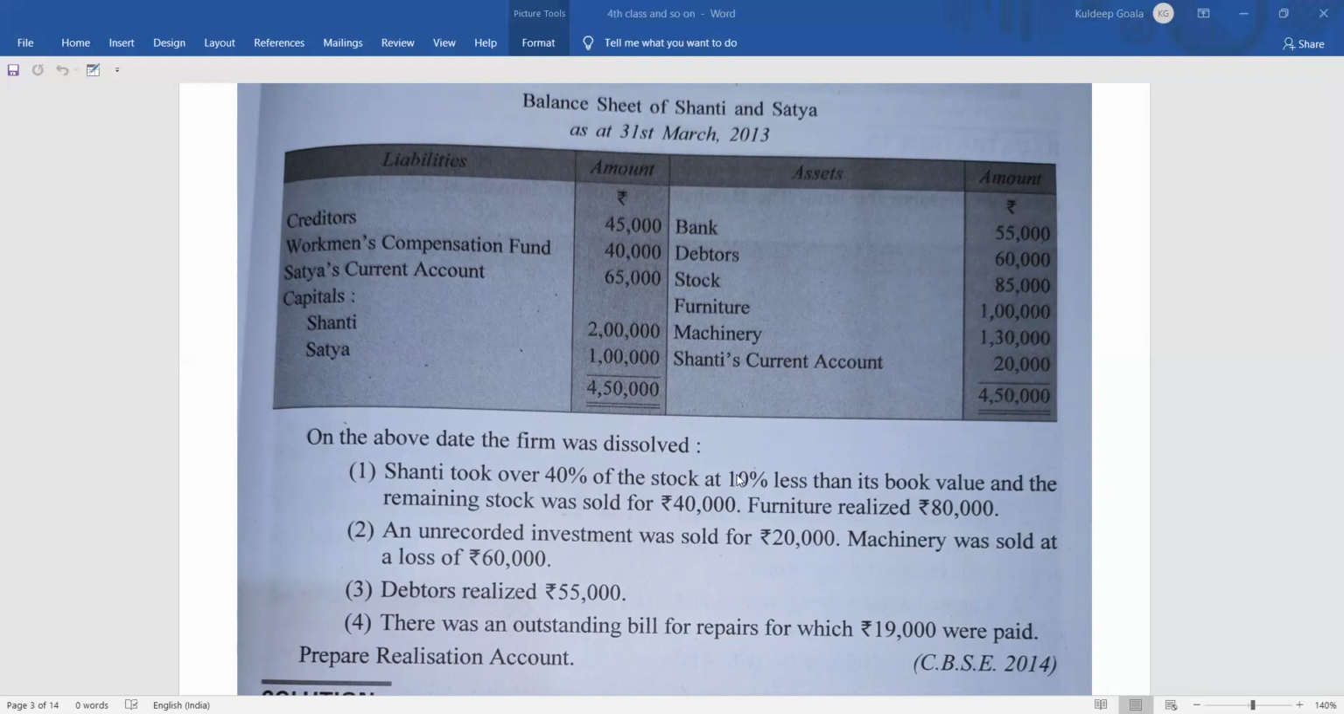Shanti took over 40% of the stock, at 10% less. Okay, fine. Then the remaining stock was sold for 40,000. Furniture was realized. An unrecorded investment was there. Debtors were there. An outstanding bill was there. So we are asked to prepare the realization account. Nothing is told about the workman compensation fund, and all the things are related to assets and liabilities only, so that's not an issue.